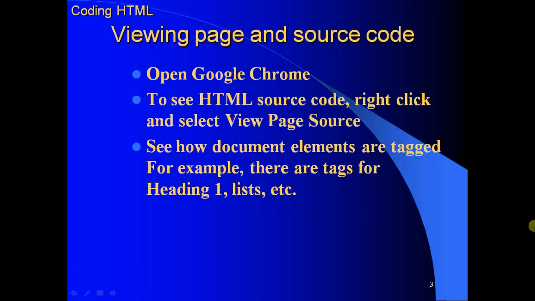To view a page and its source code, open a browser such as Google Chrome. To see the HTML code, right-click and select View Page Source. See how the document elements are tagged. For example, there are tags for headers, lists, and so on.